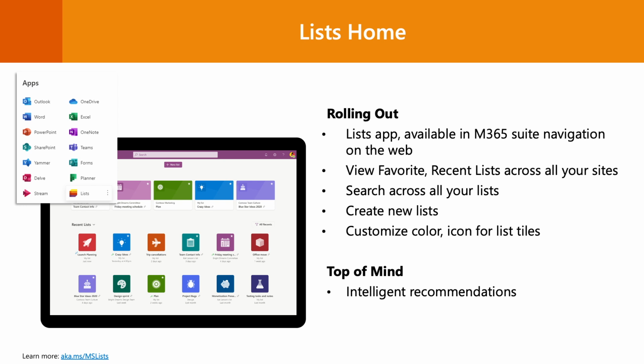You can also search across all these lists using the search box, and you can create new lists using the New List button. Today, the only way to see a list in your recent section is to visit that list first. Down the road, we'll be enhancing this page with intelligent recommendations of lists that you should visit based on what's happening around you to help you stay on top of what matters most.